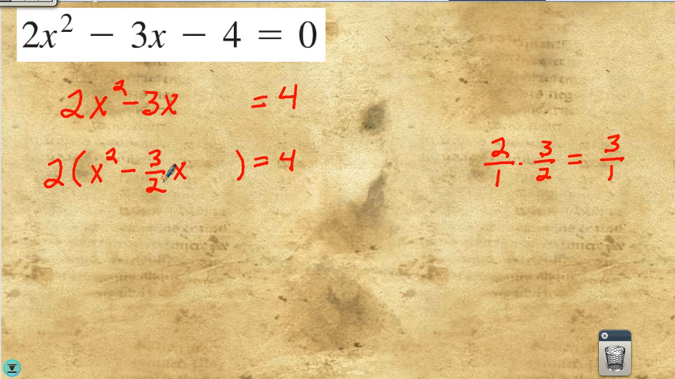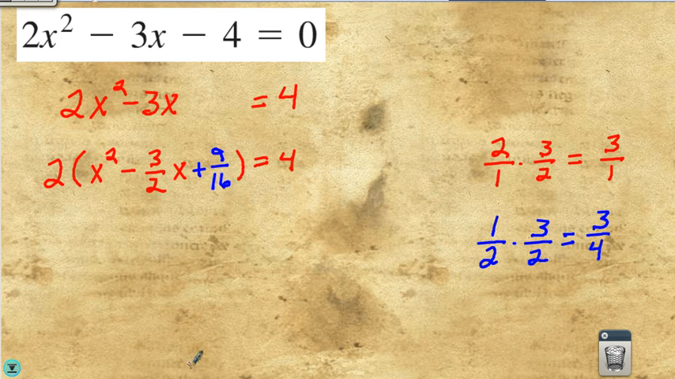Again, is this a good way of solving these? No. Because now we actually have to complete the square. We have to take half of 3/2 and we have to square it. This part's easy, half of 3/2. Anybody want to share with me what half of 3/2 is? 3/4. And we have to square that, and we have to add it to both sides.